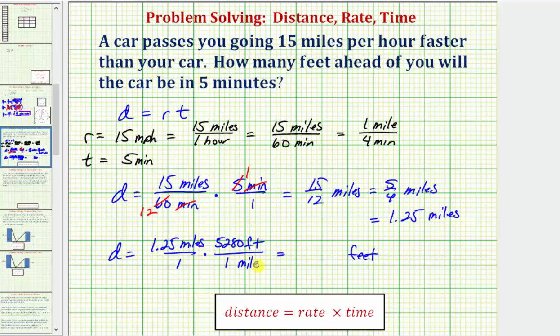Notice how by showing this work, we can see the units of miles simplifies out. When we find this product, it's going to give us the number of feet in 1.25 miles. And 1.25 times 5,280 is equal to 6,600. So to answer the question, the car will be 6,600 feet ahead after 5 minutes.